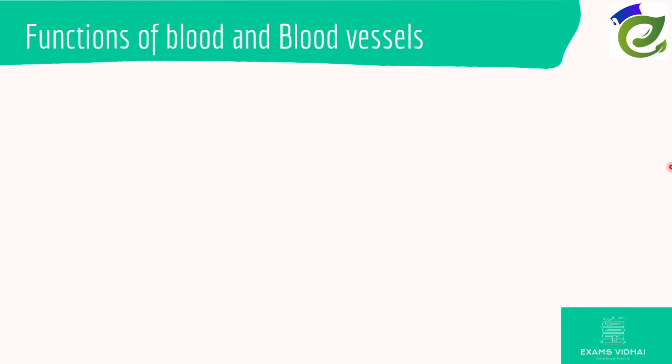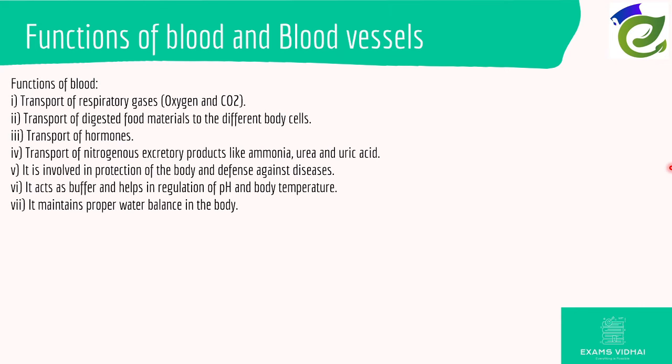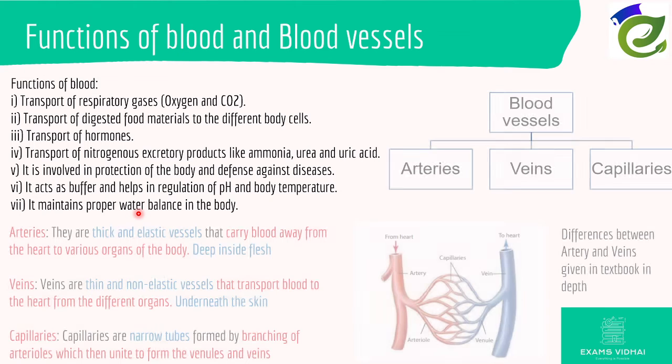The functions of blood and the blood vessels. So these are the functions of blood. You will find this in the textbook as well. Basically, it's the transportation of gases, oxygen and carbon dioxide, even food, transportation of hormones. It acts as a buffer, maintains proper water balance in the body, and so on. I'm skimming through these because it's already written in the textbook, and this extract is also from the textbook.